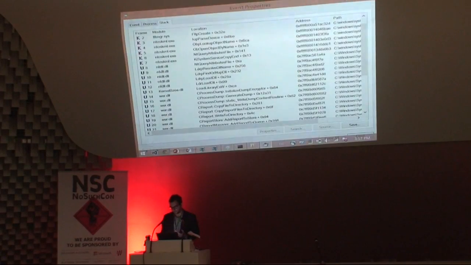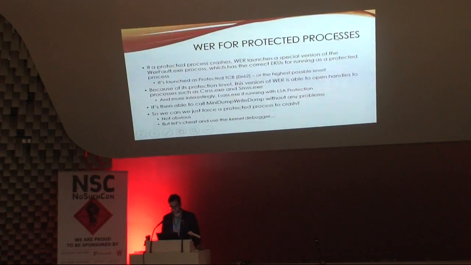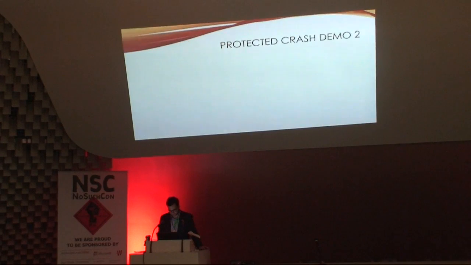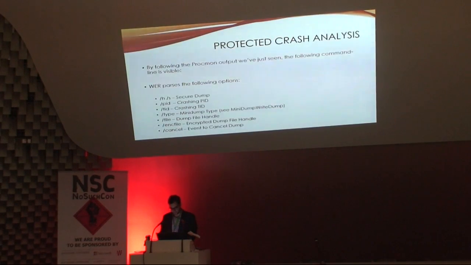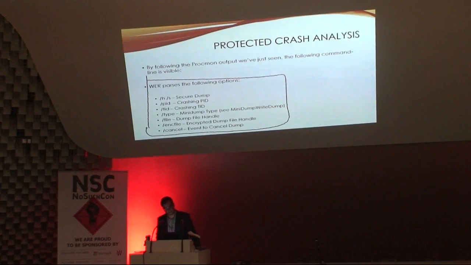So you can imagine a whole number of possibilities here to mess with the system. I'll skip the demo of those dump files. But basically it turns out that WER has nice command line parameters that you can use. Ask it for a secure dump, ask it for the PID you want to dump, the specific thread you want to dump, what kind of dump you want, what file handle it should dump the unencrypted version into, where it should dump the encrypted version into, and you can have two separate handles for this, and an event so you can cancel things as well.